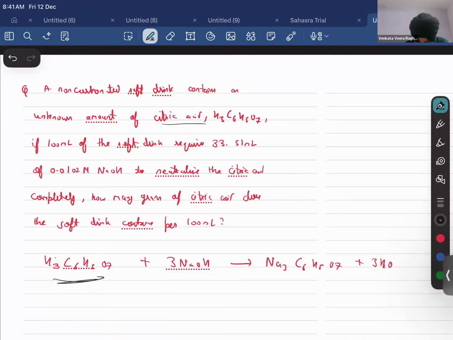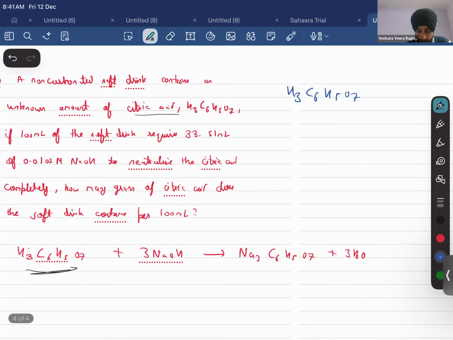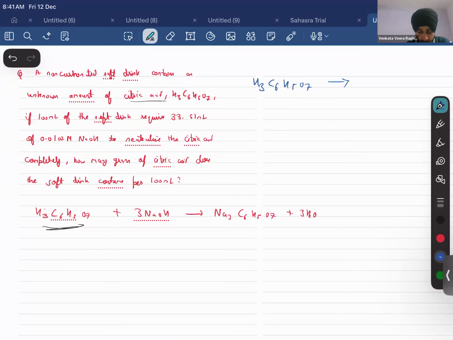If you can find the molarity of your acid, what is the acid? The acid is H3C6H5O7. In aqueous media, it will be dissociated into 3 H plus ions plus C6H5O7 3 minus. Do you agree with me? Because it has 3 H plus. When I equate N of H plus with N of OH minus, I might get the M of H plus value.